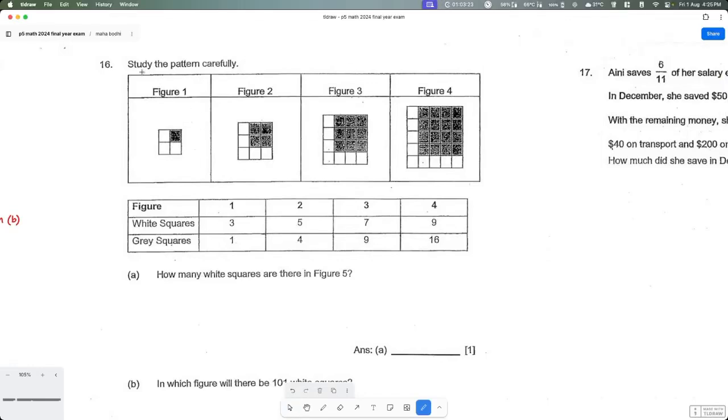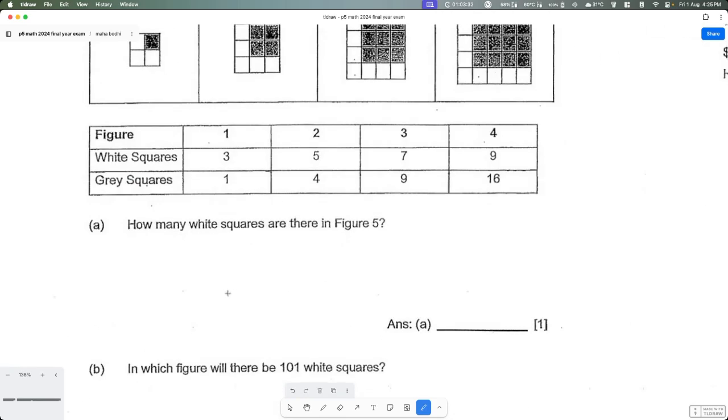So 16, since you study pattern, no need. Just look at the number over here. Right, you have figure 1, 2, 3, 4, white squares, and then gray squares over here. So how many white squares are there in figure 5?